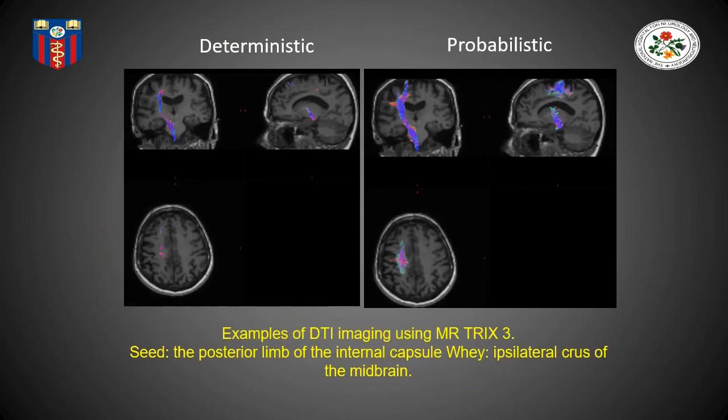Here is an example of how different they look. This is a corticospinal tract obtained in a deterministic way and in a probabilistic way.